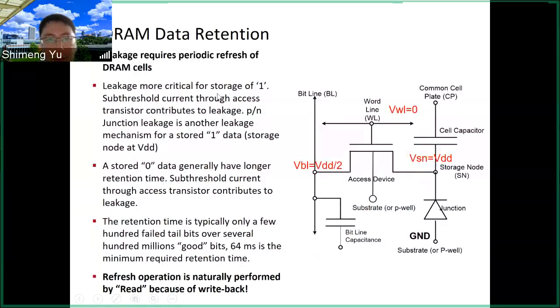So let's look at what contributes to the leakage. Here we show the 1T1C configuration during the hold mode. This is hold mode.